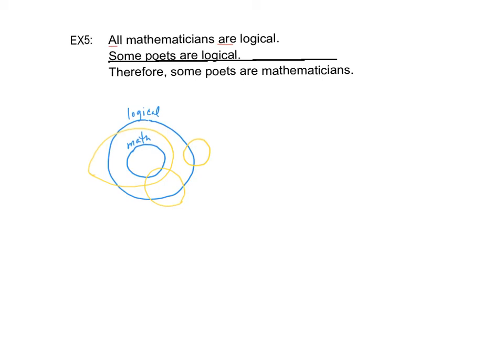So instead of drawing all possible diagrams, I'm going to choose the one that makes my conclusion false. So the conclusion would be some poets are mathematicians. So if I drew my set of poets overlapping the set of logical, then this actually says that no poets are mathematicians, and it makes the argument invalid.